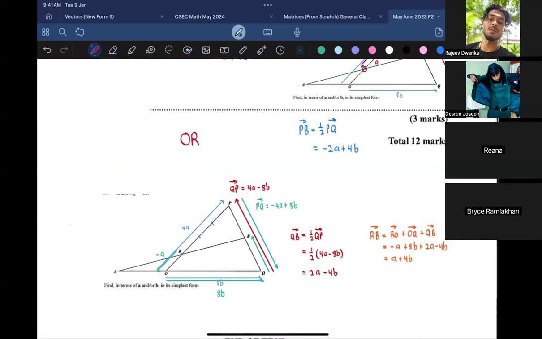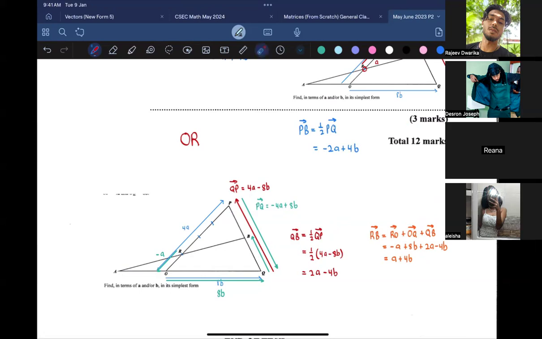Alicia, which method are you going to pick? Method one or method two? I'll pick method one. Yeah, method one. I think method two confused me a little bit at first, but I understand it now. But method one is still easier. Method one is a lot easier because in method one, you're picking the easy vector to be going against the direction of.